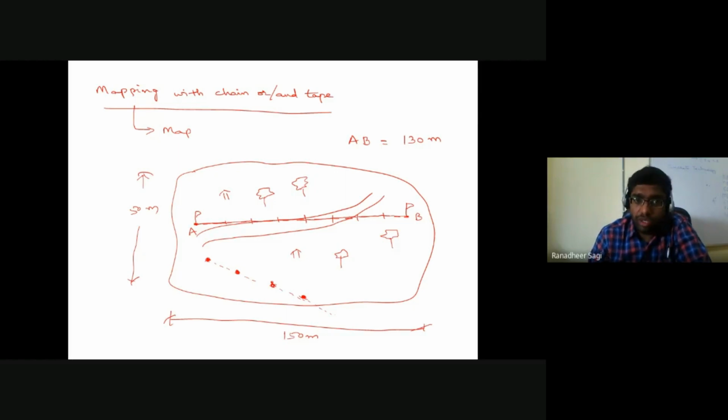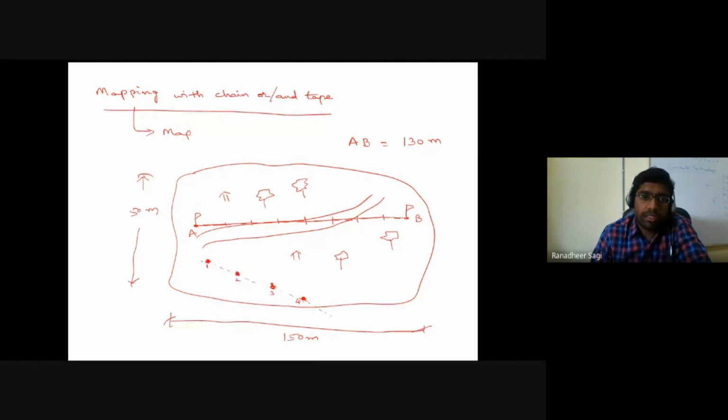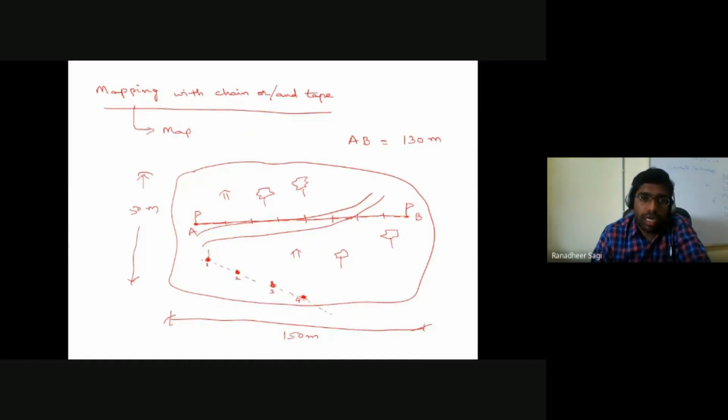So what I'm trying to do is drop a perpendicular. Let's say this is the first electrical pole, second electrical pole, third electrical pole, fourth electrical pole. From the first electrical pole onto your survey line, I'm trying to drop a perpendicular simply onto the line AB. So I have dropped a perpendicular from the first electrical pole point onto the line AB.